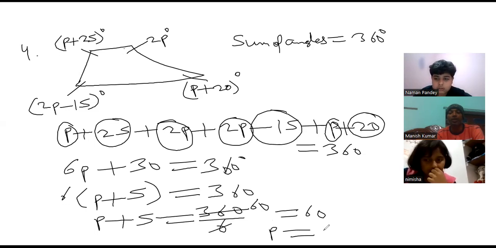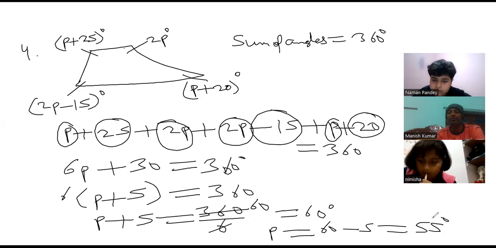P plus 5 is equal to 60 degree. Now what will be the value of P? P plus 5 equal to 60 degree. Then 60 minus 5 we get 55. 60 minus 5 equal to 55 degree. Was this the option?